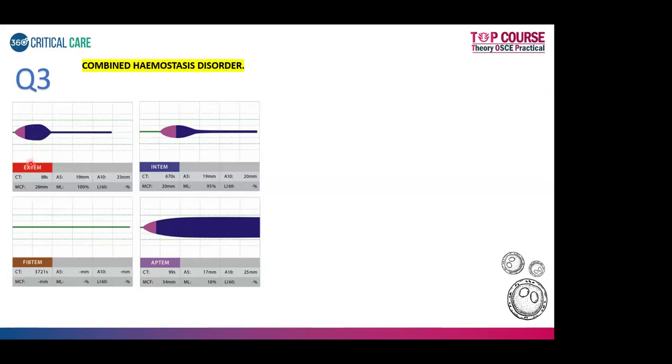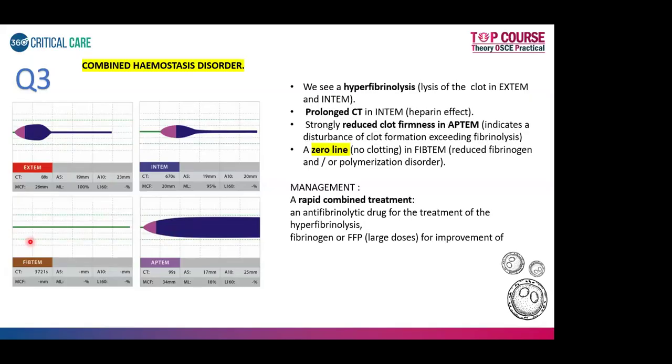If there's abnormality here, then you look at fibrinogen first, then you see whether there is clot breakdown if this is causing hyperfibrinolysis. But if you see that this is normal, but there is an issue here, that this pink line is too big, right? At that time you have to see whether there is an issue with fibrinogen. Is that clear?